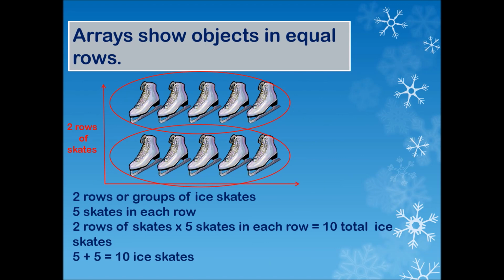Arrays show objects in equal rows. 2 rows of skates. There are 1, 2, 3, 4, 5 skates in each row. 2 rows or groups of ice skates, 5 skates in each row. That would be like saying 2 rows of skates times 5 skates in each row, which is 10 total ice skates. It's easier to count 5 plus 5 equals 10 ice skates than it is to count each one of these if they were in a random pile individually. That's why we use arrays.